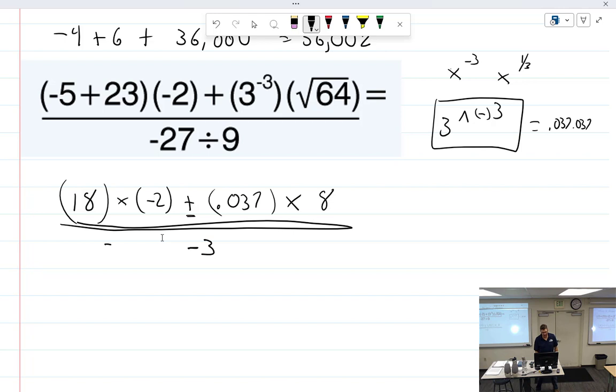So 18 times -2. Negative 36 plus 0.037 times 8. I don't know that one off the top of my head. 0.296. Times 8 equals 0.296. 0.296 divided by negative 3. So we're going to finish this off. So the addition negative 36 plus 0.296 is what?